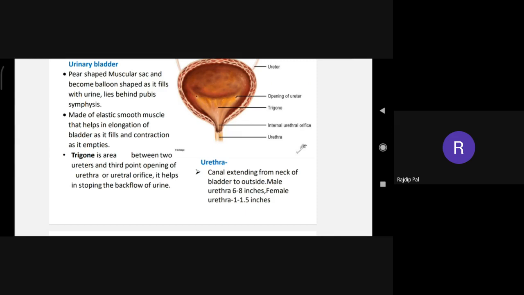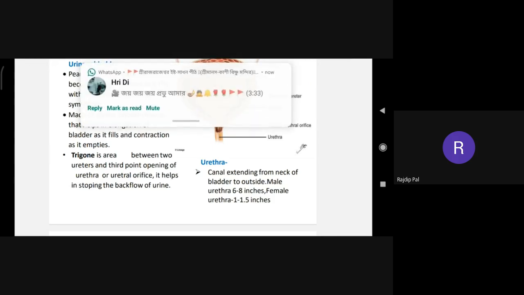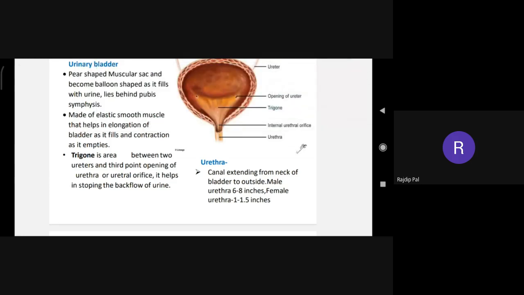Total three openings are there in the urinary bladder. Two openings are from the ureters, and from these two openings urine is collected into the urinary bladder. And the third opening is the urethra.